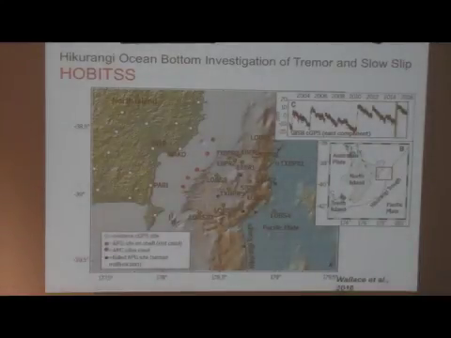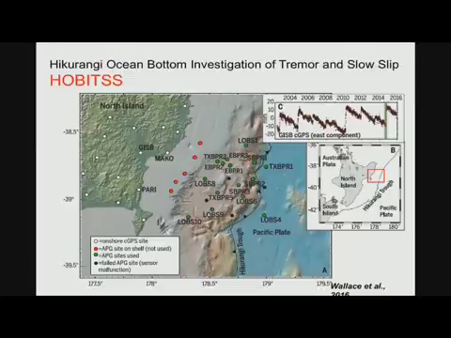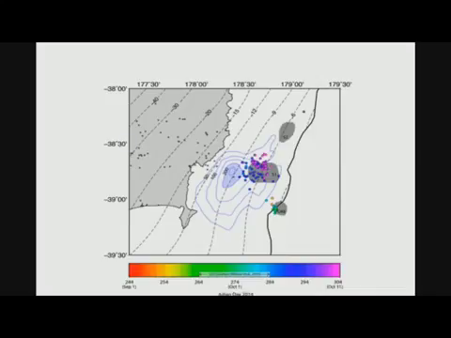I don't think it's locked. One other area that I've been involved in is a project, HOBITSS, the Hikurangi Ocean Bottom Investigation of Tremor and Slow Slip, where ocean bottom pressure sensors were deployed to capture one of the slow slip events. We were hoping to capture this event in 2014. We put the instruments out before, and in fact we did. This is some ocean bottom pressure data. You correct it for oceanographic effects, and you can invert that data for slip. That's these contours, and we get slip, this is 5 centimeters, very, very close to the trench.